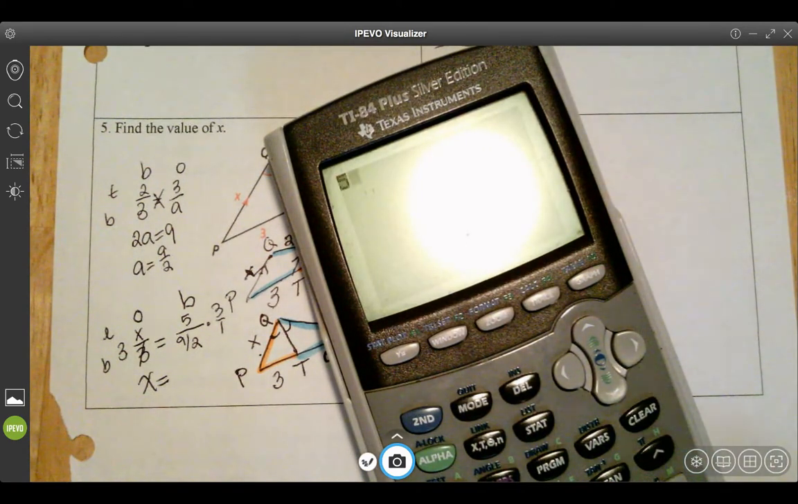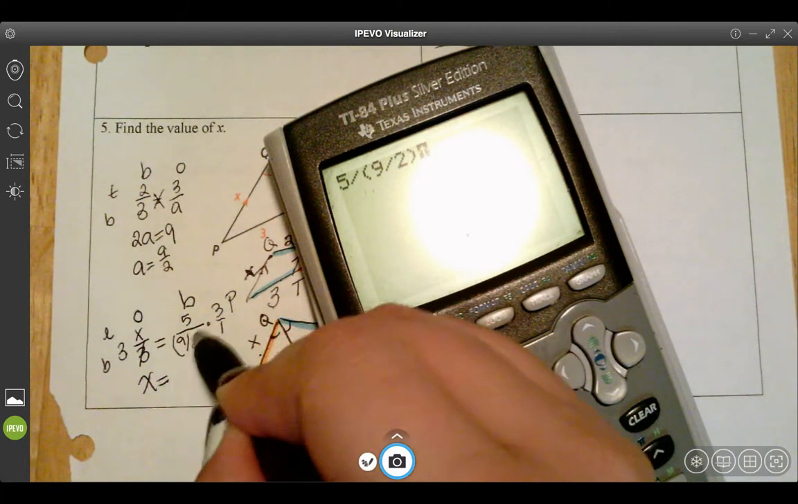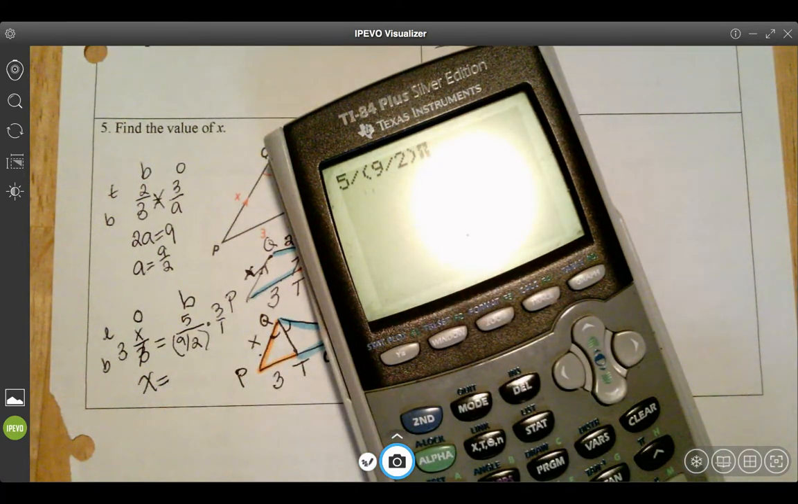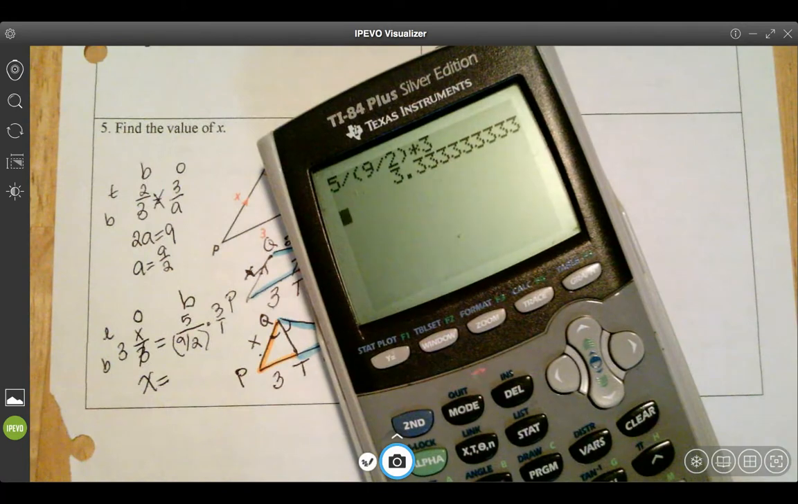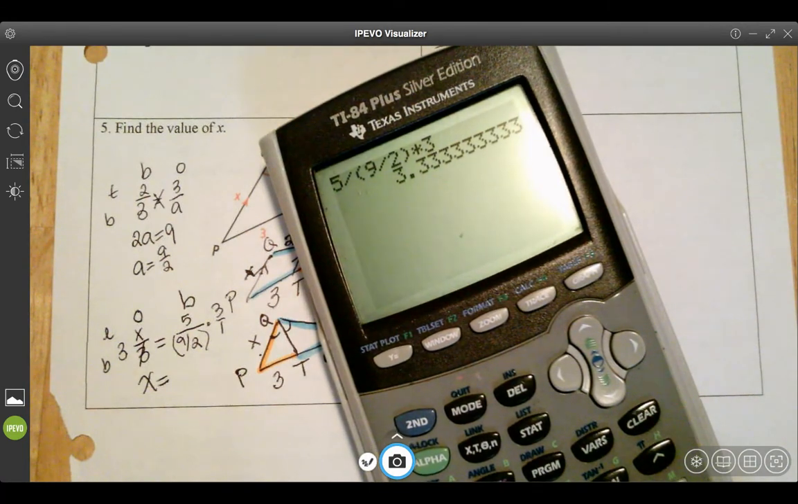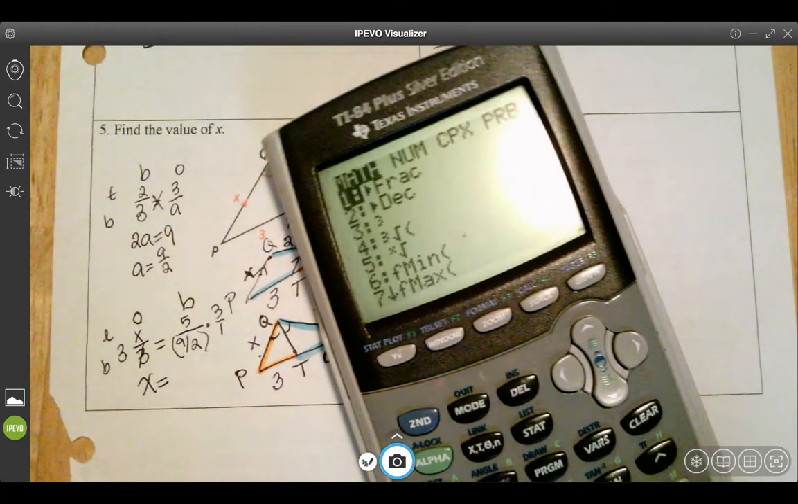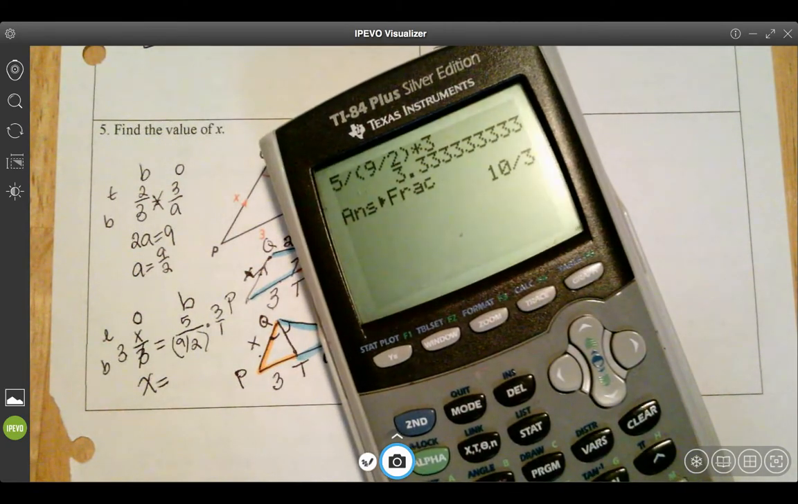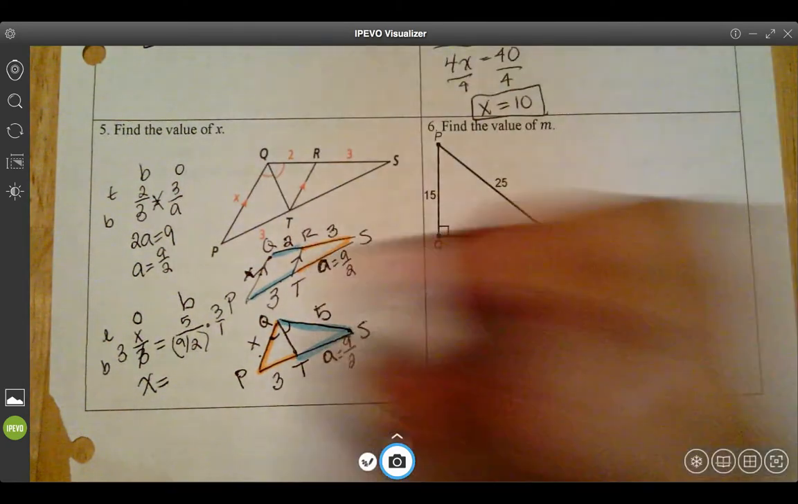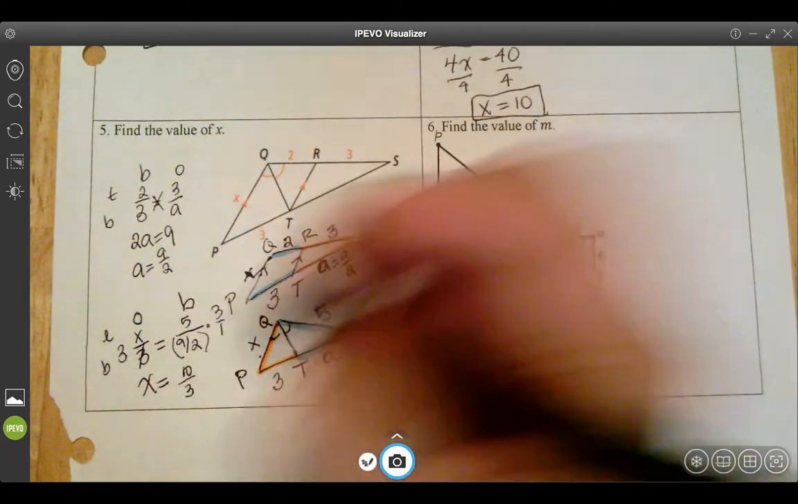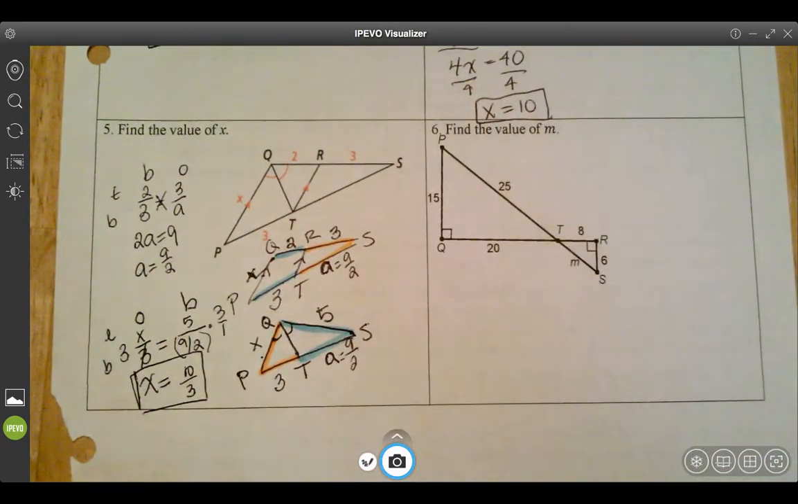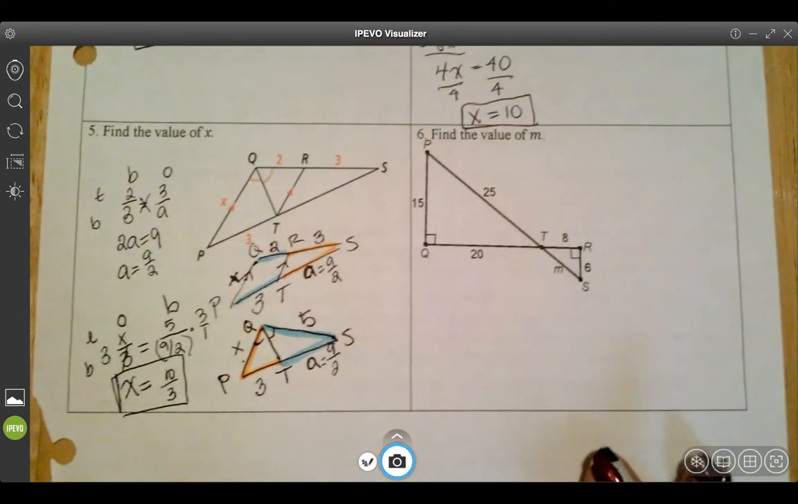We have 5 divided by, and then in parentheses, 9 halves, right? 9 halves is the whole denominator, so we'll put the whole thing in parentheses. Times 3. Enter. Okay, well, that is a continuing decimal, so if I want an exact answer, we need to go math, fraction, enter, 10 thirds. X equals 10 thirds. Okay, go ahead and try number 6.